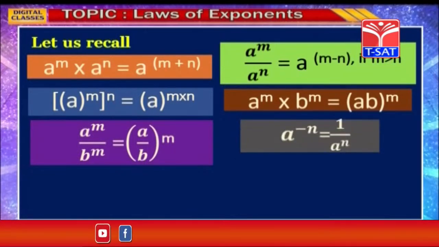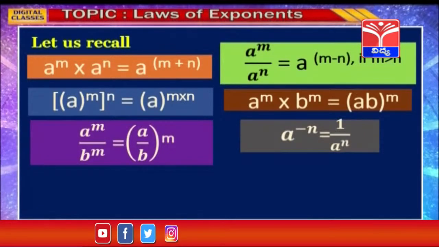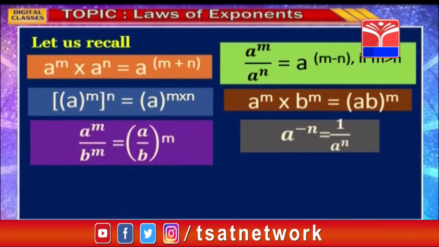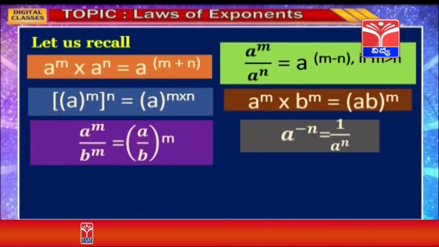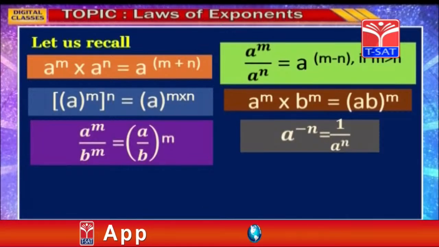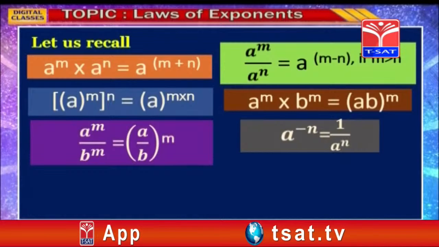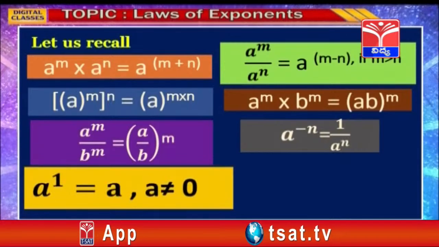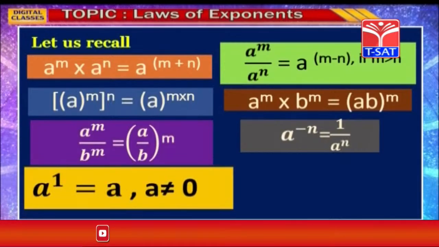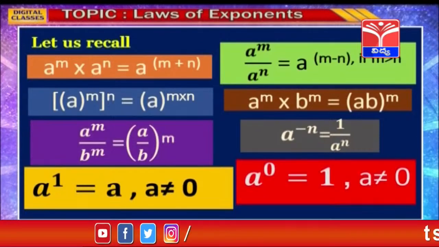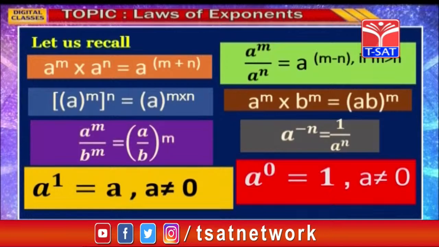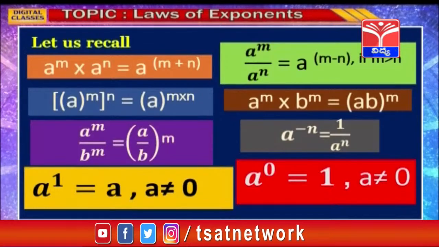See here, a to the power of minus n, negative exponent is there. So you can make it positive while writing this same thing in the denominator, that is a to the power of minus n can be written as 1 by a to the power of n. A to the power of 1 value is a, and a should not be equal to 0, and a to the power of 0 is equal to 1, and here also a should not be equal to 0.